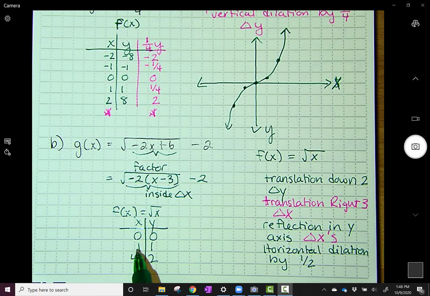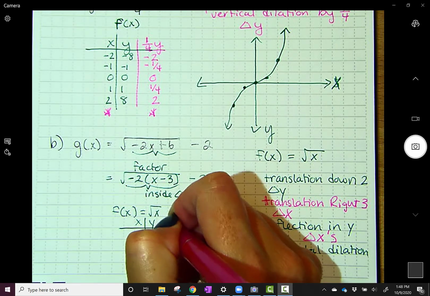So notice that for our table of values, I didn't pick negative numbers, and that's because of it being a radical. You can't take the square root of a negative number. Then I'm going to apply my transformations.